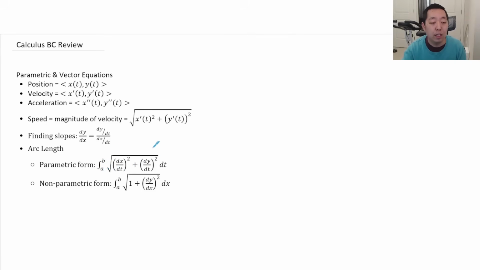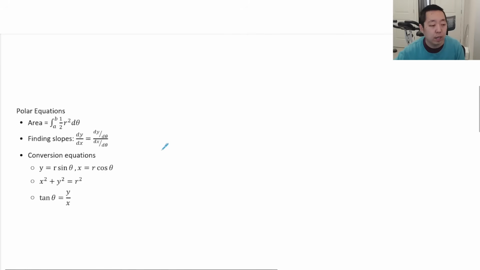So this is the speed, and you're integrating the speed, and integrating the speed is the distance traveled, or the arc length. If it's not parameterized, okay, this is not part of parametrics, but if you want to find the arc length for non-parametric form, this is the equation that you use instead. It's just as a function of x, but it's more common to find arc length by parametric form in general.